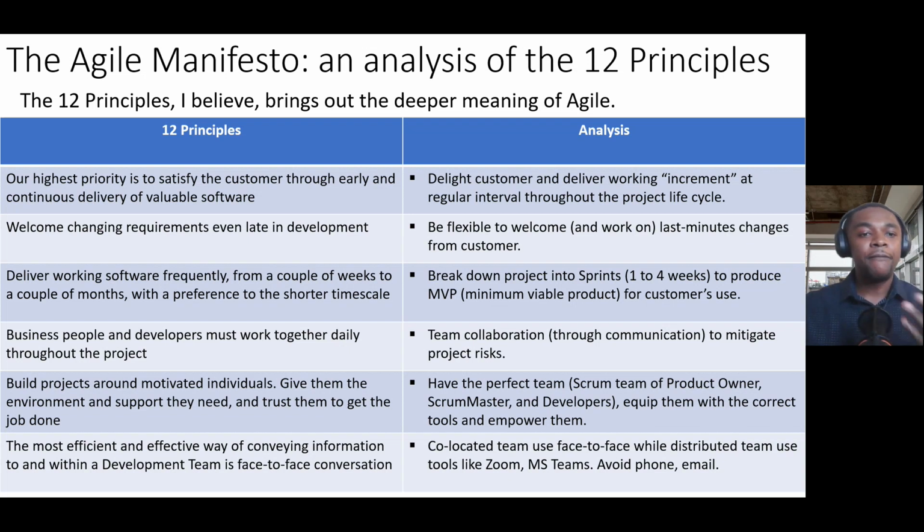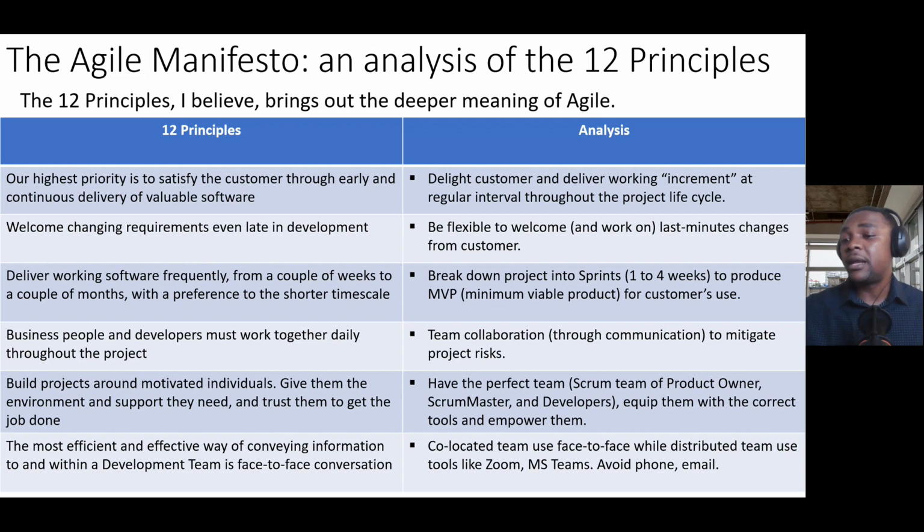Okay. The fourth one says business people and developers must work together daily throughout the project. What this supports is team collaboration, which I've already mentioned. And one key way to build that collaboration is to let the team members communicate, talk to each other. Build projects around motivated individuals. Give them the environment and support they need and trust them to get the job done.